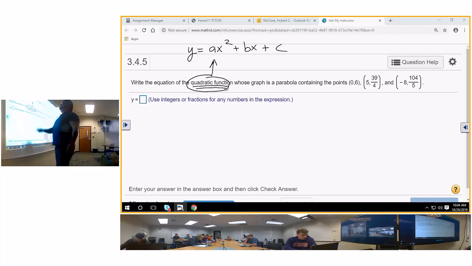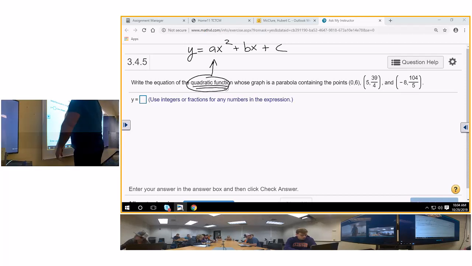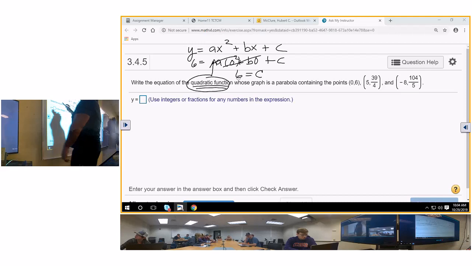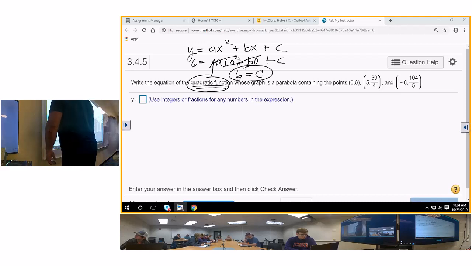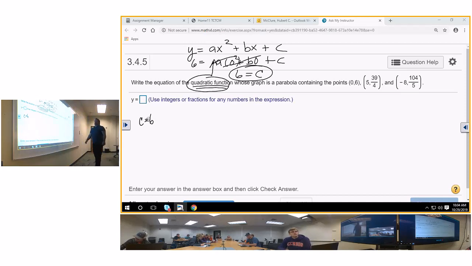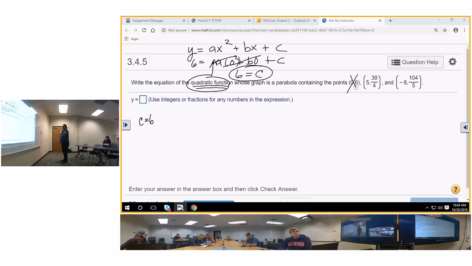All right, take 0 and 6, plug and chug. 6 is equal to A0 squared plus B0, of course those go out, plus C, and C is equal to 6. You're going to take that and you're going to plug that in over here. C is equal to 6. Capiche? Now I'm going to mark through that y-intercept, and now I've got what? I've got those two guys.